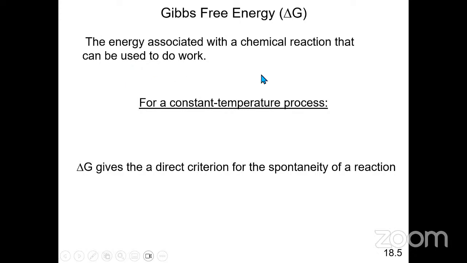do work, all right? And in the case of a process where the temperature is constant, this is the relationship between the Gibbs free energy of a system, the enthalpy change associated with the system, and the entropy change that's associated with the system. So this equation here is basically what we use to calculate delta G. And delta G itself gives information as to whether or not a particular reaction is spontaneous, right?